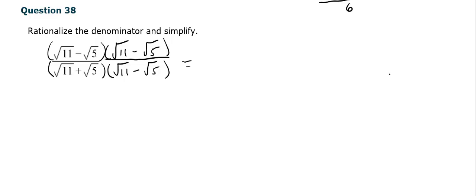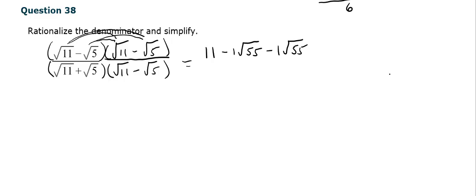So in the numerator, I need to use the distributive property. So I start by taking the square root of 11 times both of the terms in the other parentheses. So the square root of 11 times itself, remember, removes the radical sign because it becomes a perfect square. And the square root of 11 times negative square root of 5 gives me negative 1 square roots of 55. Next, I'm going to distribute the negative square root of 5 times both. So negative 1 square root of 5 times the square root of 11 once again gives me negative 1 square roots of 55.